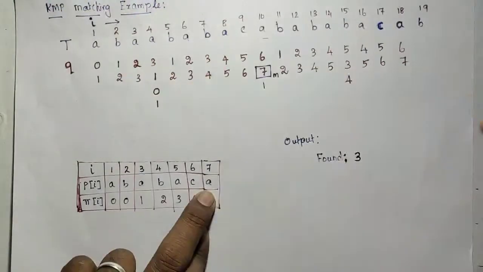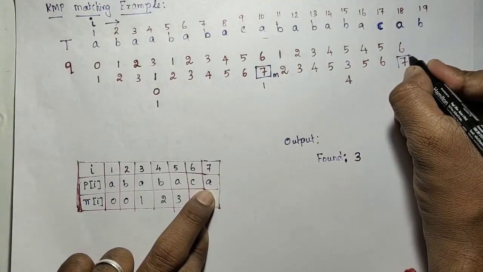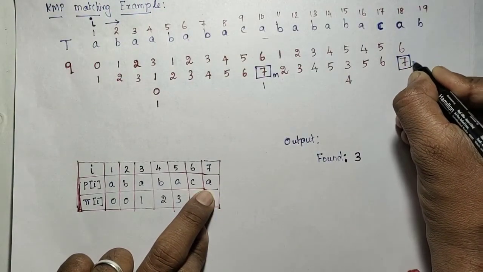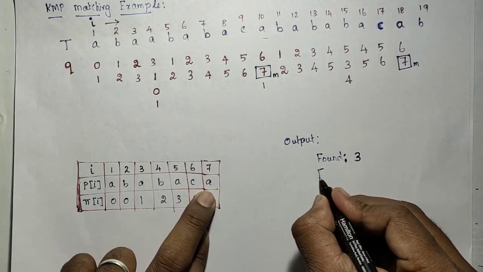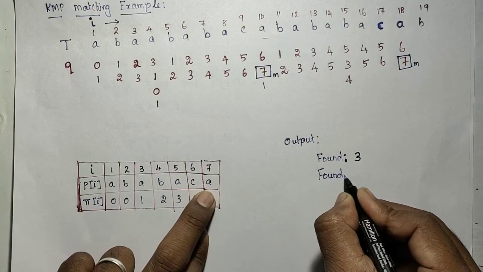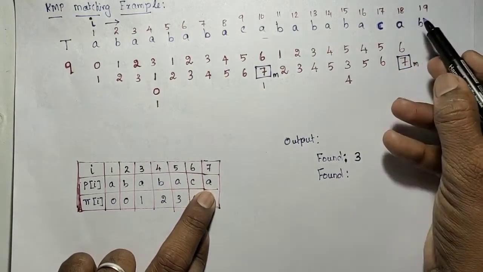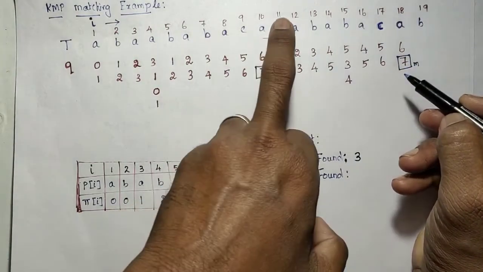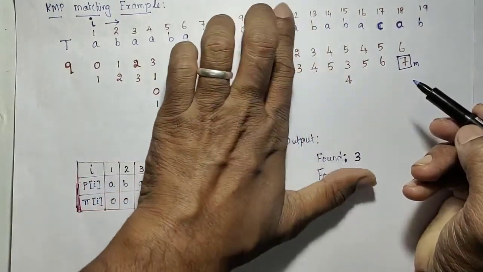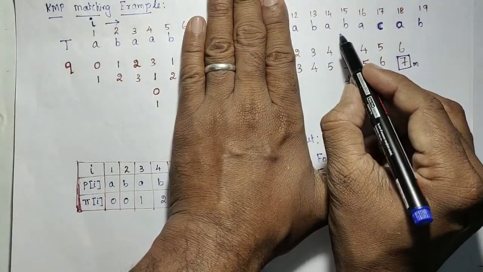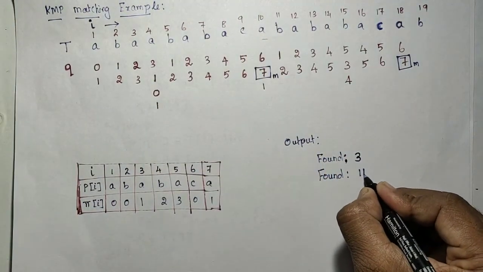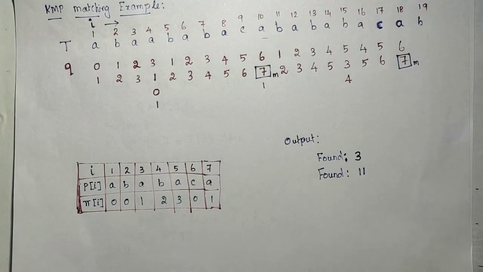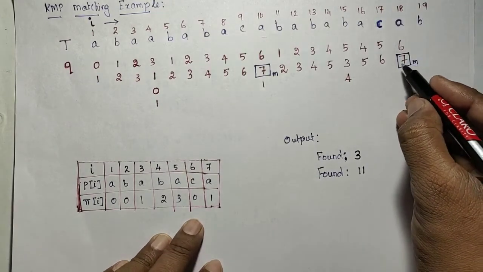So now we have reached that M. So it will print found I minus M. I is 18 minus M 11. So 11. If you do this shifting, we will get ABACA. So 11 will be printed. Found 11.